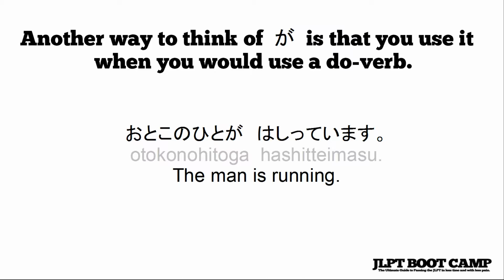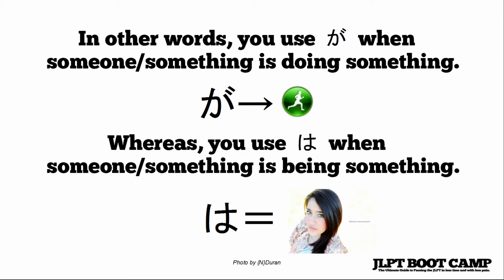So, again, just to sum up, in other words, you use ga when something is doing something, for example, running. Whereas you use wa when something is being something. The be verb is, was. For example, here, the woman next door is beautiful.